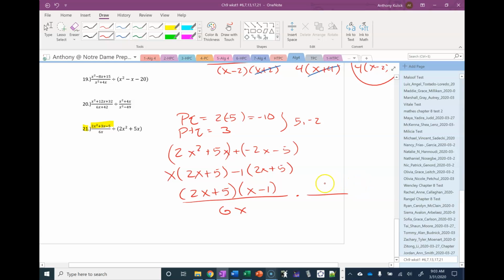And then times, so I'm going to make a reciprocal for this piece. So the 1 is going to go in the numerator. And then if I factor 2x squared plus 5x, I can take out an x. And that leaves me with 2x plus 5. So there, those will cancel, leaving me with x minus 1 over 6x squared. And that's it.